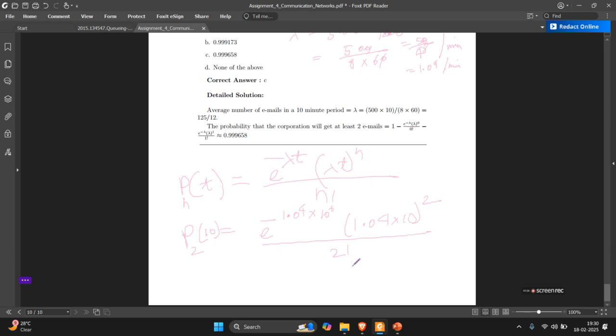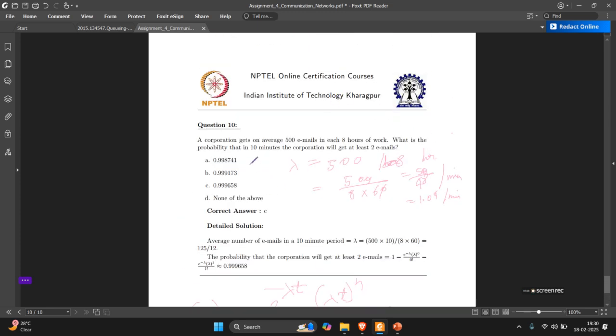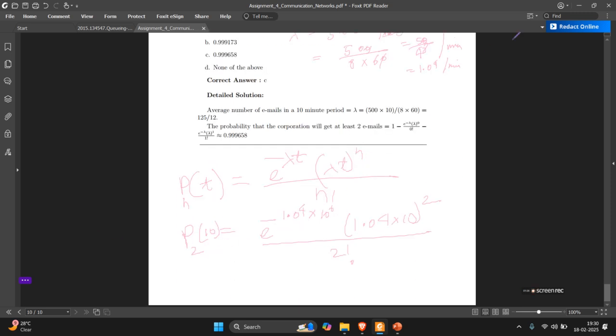Is it exactly 2 packets or at least 2 packets? Sorry, at least 2 events. So this will not be P(2,10). It is at least 2 events. At least 2 events means your condition will be violated if you don't get any email or you get one email. So it is the complement of P1 and P0. So P is equal to 1 minus P(0,10) and P(1,10). These are the 2 events that should not happen.